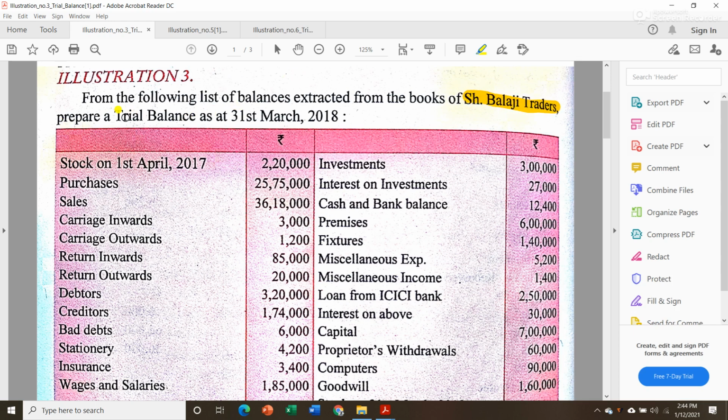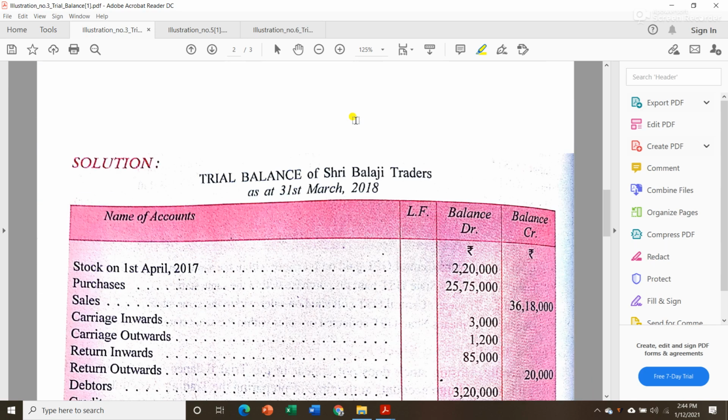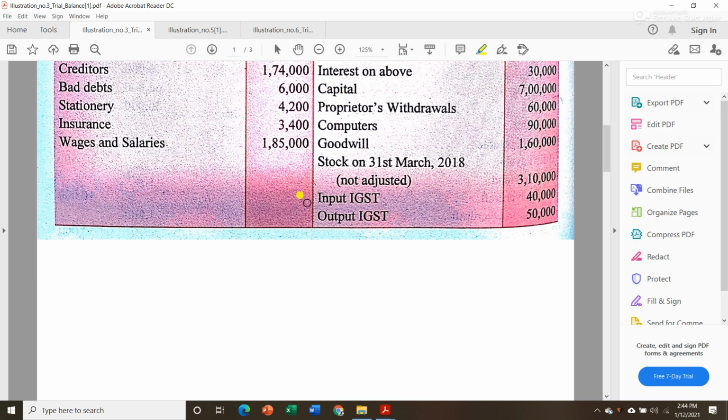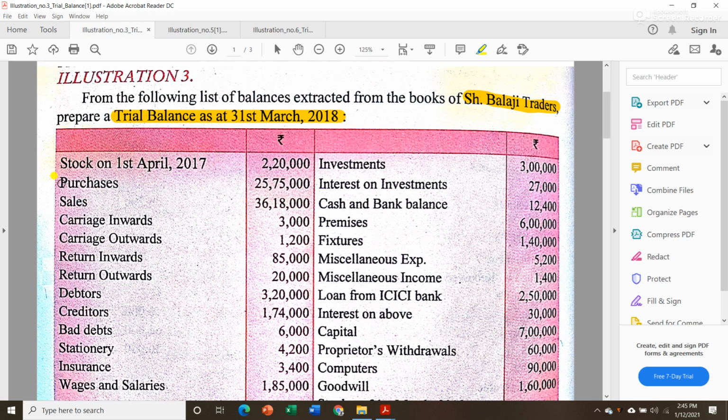Okay, since they have given that we have to prepare the trial balance as at 31st March 2018, you just directly copy this heading in your answer like this. Trial balance of Sri Balaji Traders as at 31st March 2018. Now let us see the list. Now, stock on 1st April 2017.